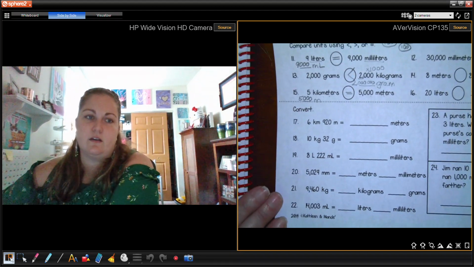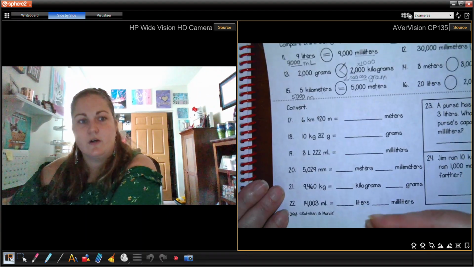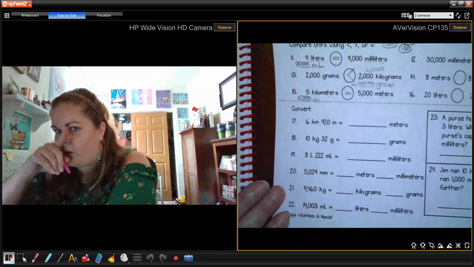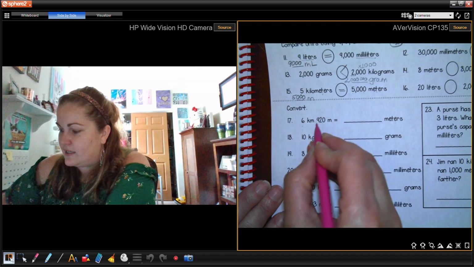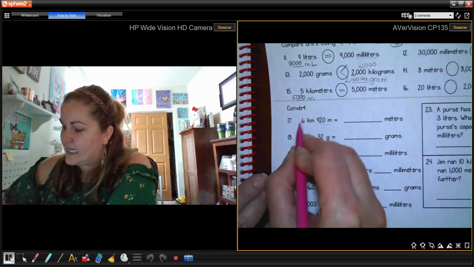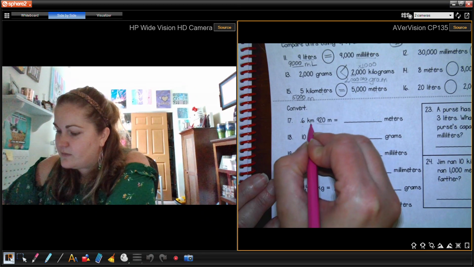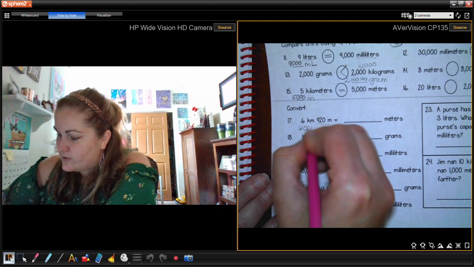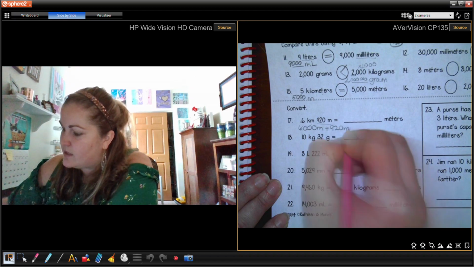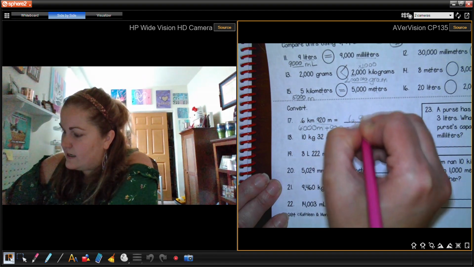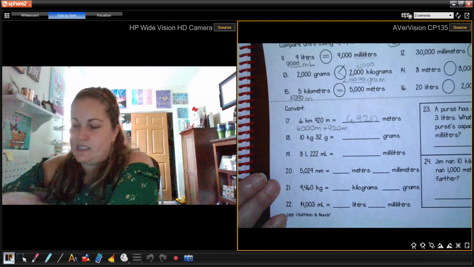Since it's a new skill, I'm just going to model all of these and maybe give you one on your own to practice. Okay, so I'm going to exchange all of this in for meters. That means I'm not going to just take this and write it here. I want to take my 6 kilometers and exchange it for meters. So 6 kilometers would be 6,000 meters plus the 920 meters would be 6,920 meters.